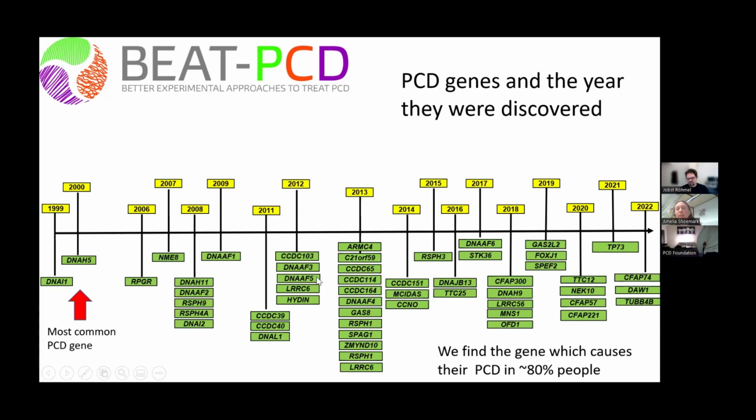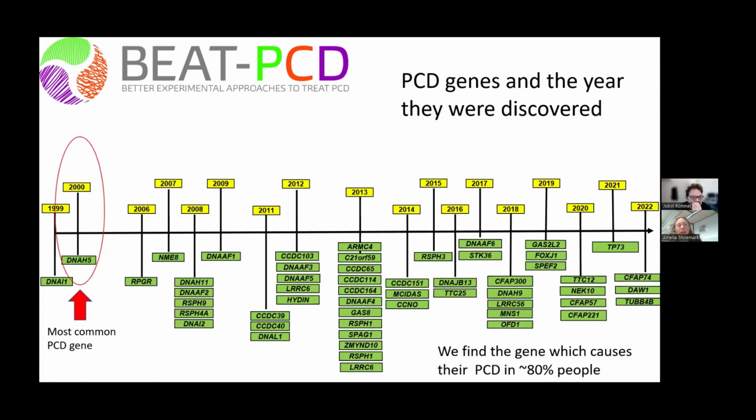You can see that every year a few new PCD genes get identified, and so we're learning more and more, and I think that will continue. In 2023 there'll be another 3 or 4 PCD genes identified, and at the moment, if we do genetics, we can probably diagnose about 80% of people who have PCD. The other 20%, we're still making a diagnosis on electron microscopy, on the function of the cilia, entirely without any genetic testing.